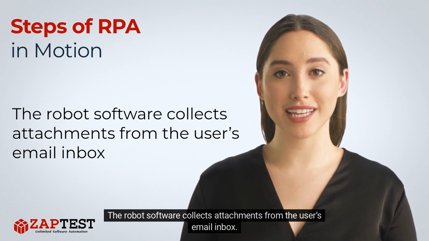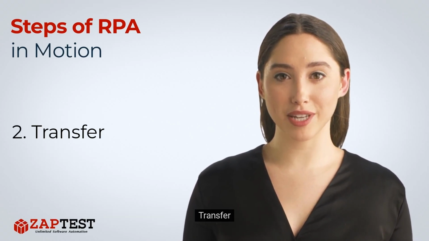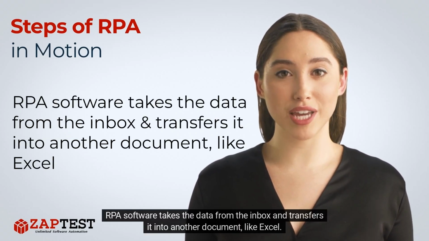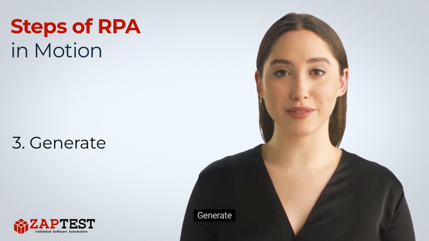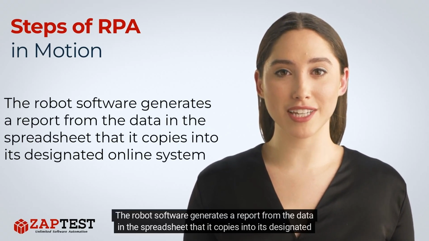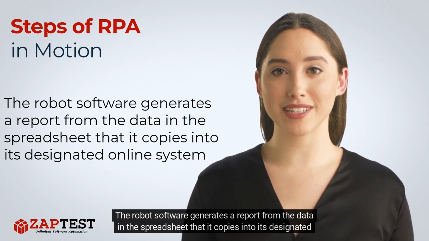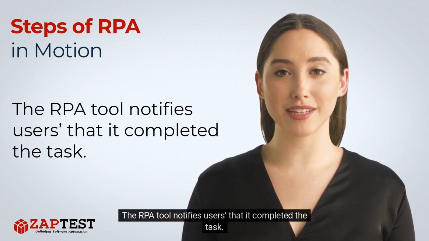1. Collection. The robot software collects attachments from the user's email inbox. 2. Transfer. RPA software takes the data from the inbox and transfers it into another document, like Excel. 3. Generate. The robot software generates a report from the data in the spreadsheet that it copies into its designated online system. 4. Confirm. The RPA tool notifies users that it completed the task.